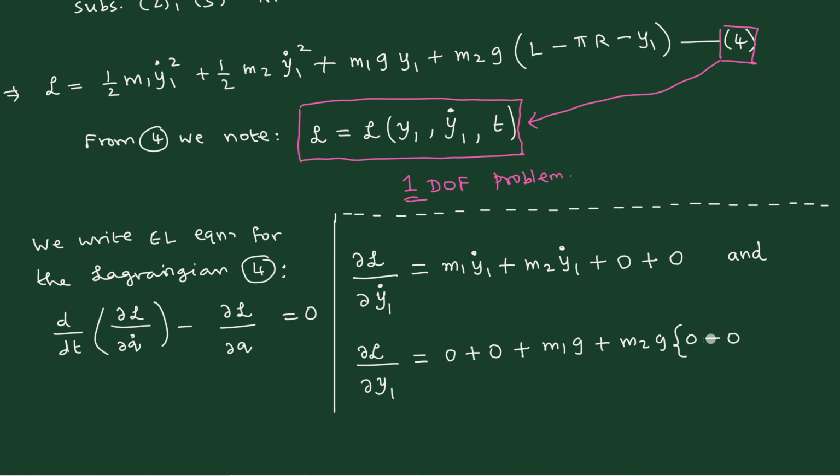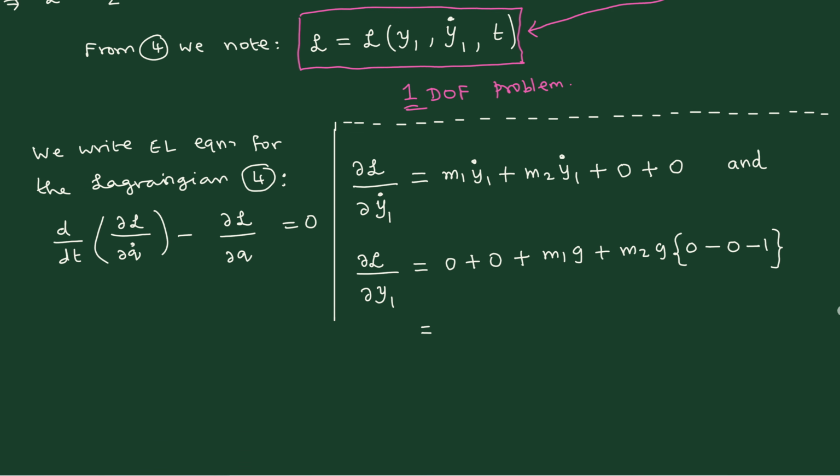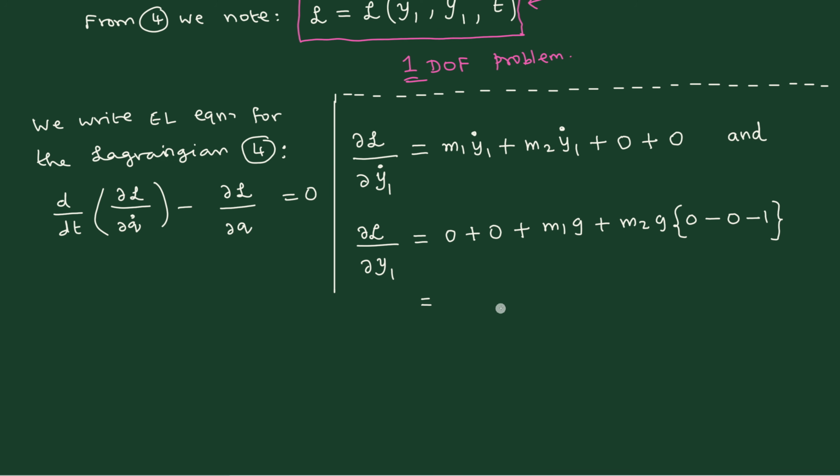Pi r is a constant, 0. Then there is y1. For y1, differentiation will give you a minus 1. And that's all. So if you simplify, this gives you m1. There is a minus here, so I'll write down minus m2. Then I'll write down the g here.